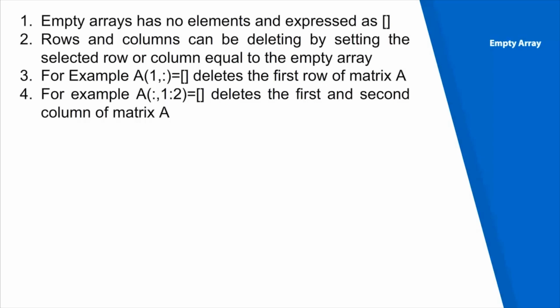Empty arrays. There is also a concept of empty arrays in MATLAB. Not only are these arrays that have no elements in them, they are also used to delete rows and columns in matrices. It is expressed just by a pair of blank square brackets. Using this, we can delete the selected row or column in an array. For example, in A(1, :) = [], we have deleted the first row of matrix A. Similar kind of thing is done on the columns of matrix A. So when we write A(:, 1:2) = [], we have deleted the first and second columns of matrix A.